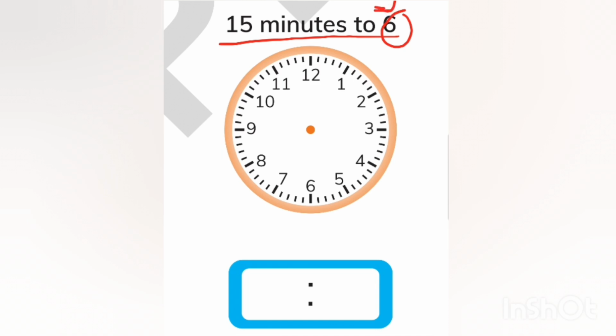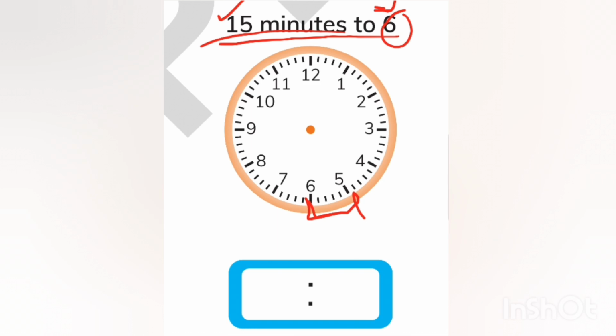Before 6, if I am saying after, then 7 will come. Before 6 you can see in the clock as well. So before 6 there is a 5. So the hour is 5 and the minutes, how many minutes? 15. It means 15 minutes are remaining to 6 o'clock.